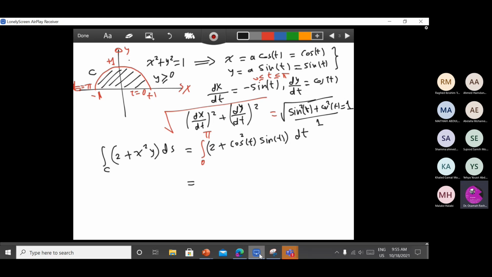I can do it without a calculator, by the way. The integration of t is 2t, and by substitution, I have cosine as u, so du will be minus sine. So in this case, the integration is equal to minus cosine cube t over 3, from 0 to pi, and substitute.